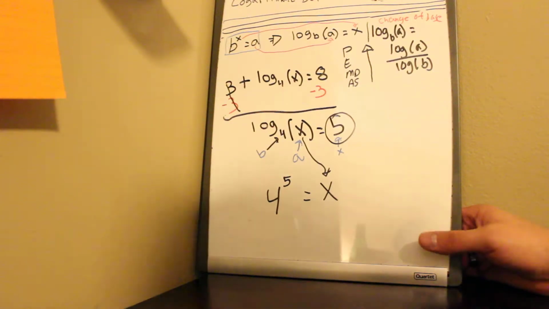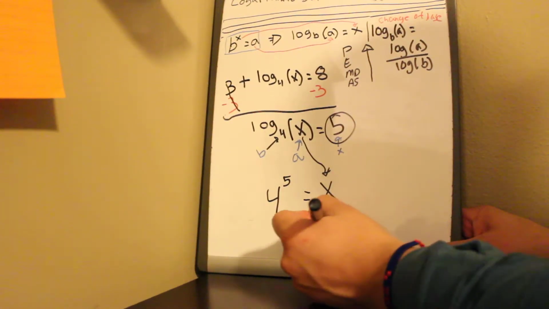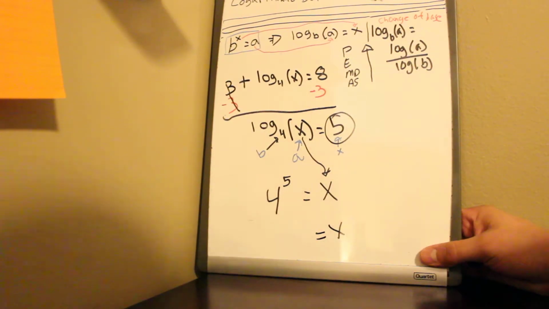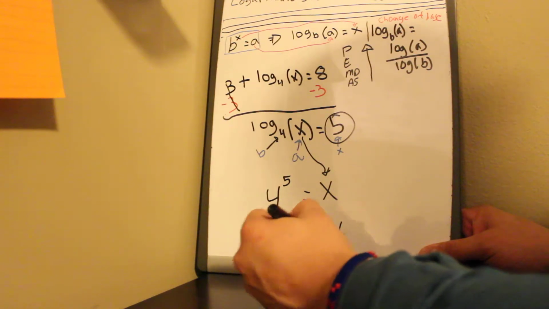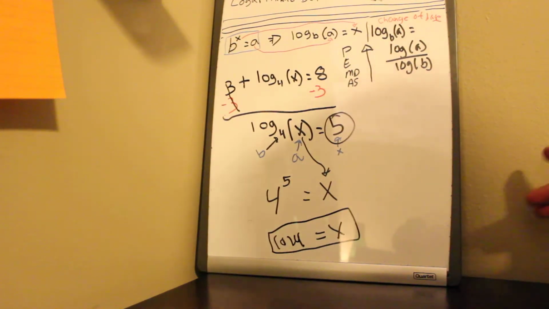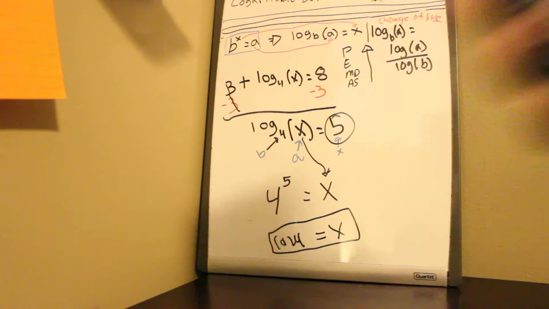Now go ahead and use your calculator to solve that if you would like, or I'll just do it at the top of my brain, and x equals 1024. Just kidding, I didn't do it in my brain, I actually used my calculator.